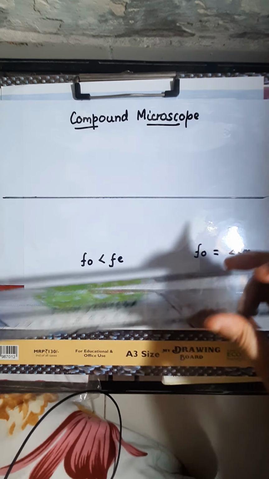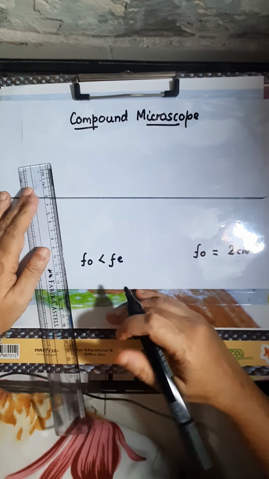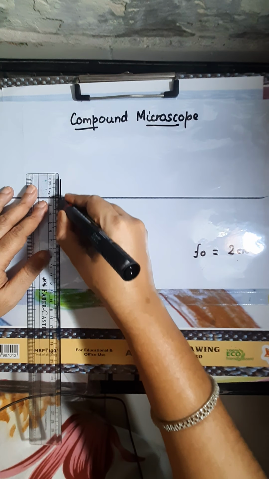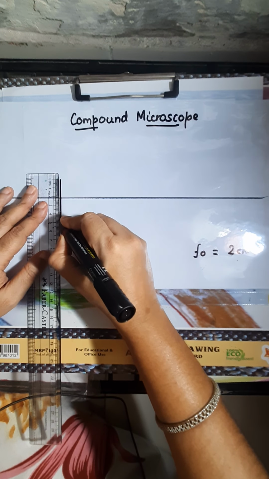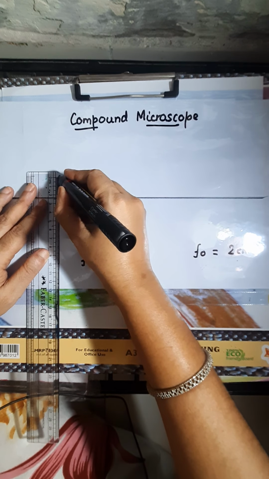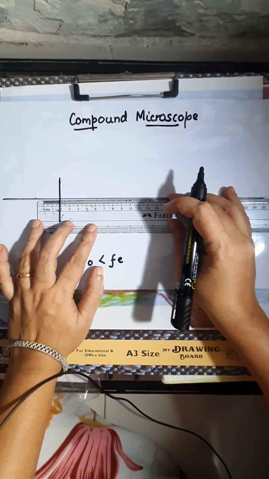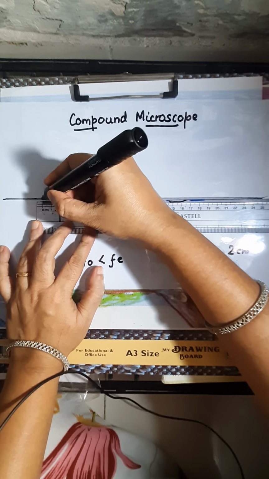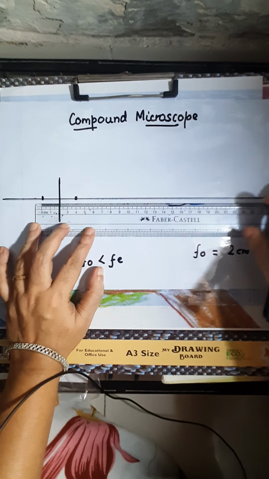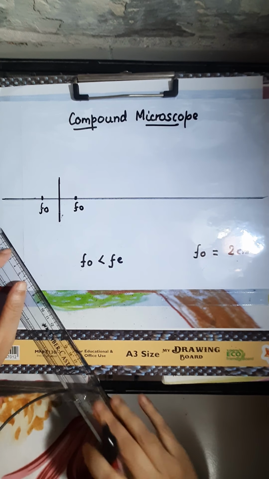And now what we'll do is, first we will place our lens over here at this point. Now from here, at a distance of 2 centimeters on this side and 2 centimeters on that side. This is my focal length of the objective, the first focus of the objective.